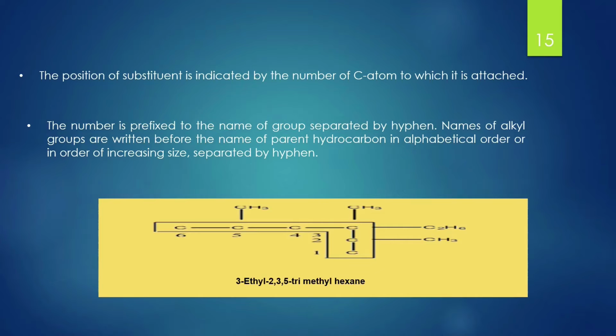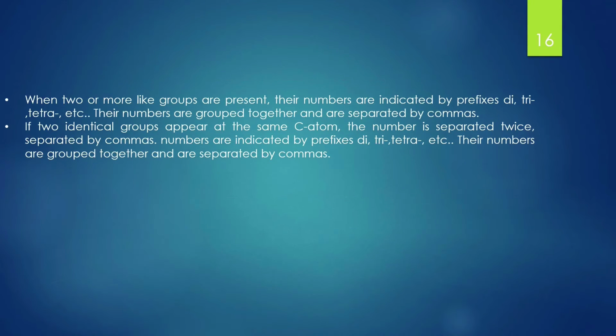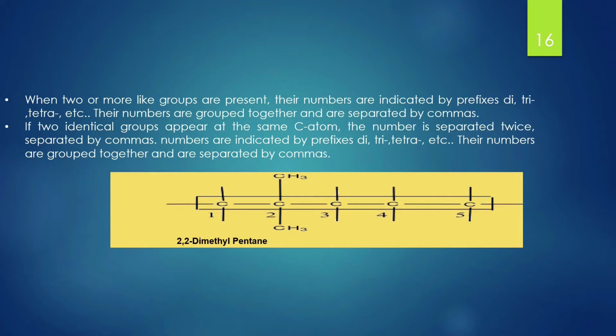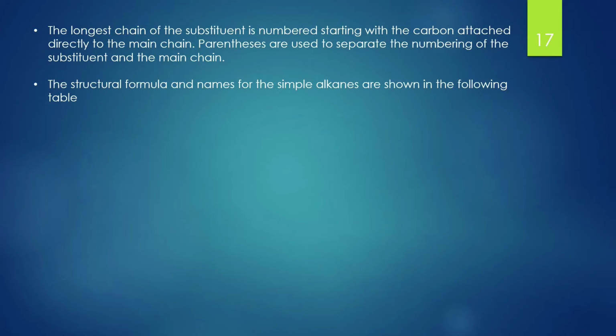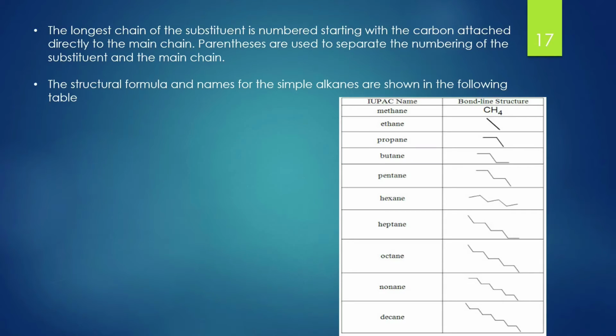di, tri, tetra, etc. When 2 or more like groups are present, their numbers are indicated by prefixes di, tri, tetra, etc. The numbers are grouped together and are separated by commas as shown in the diagram. If 2 identical groups appear at the same carbon atom, the number is repeated twice. The longest chain of the substituent is numbered starting with the carbon attached directly to the main chain. Parentheses are used to separate the numbering of substituent and main chain. These structural formulas and names for simple alkanes are shown in the following table.